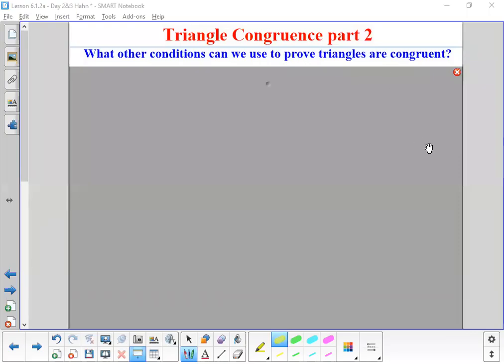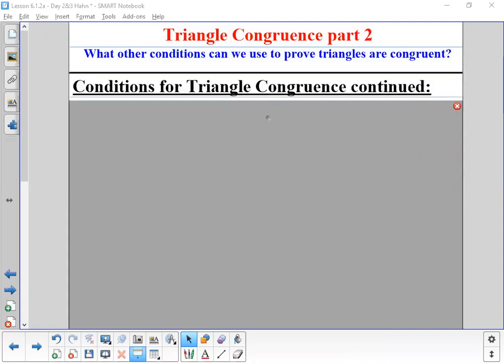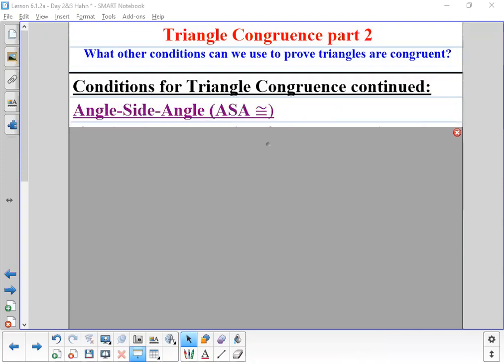We just discovered that we have two more conditions that will work to prove that two triangles are congruent. So we started off with side, side, side congruence and side angle side congruence. Now we have two more conditions, or two more shortcuts, that we can use to show that triangles are congruent. So here are some more conditions for triangle congruence.